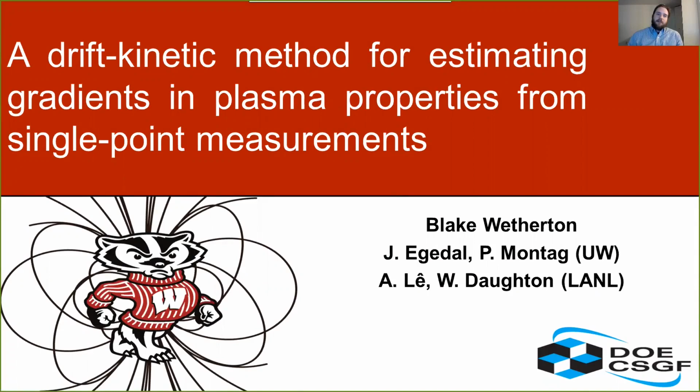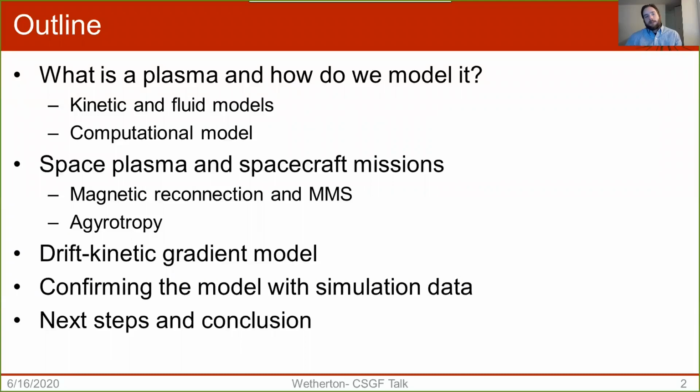Today, I'll talk about a drift-kinetic method for estimating gradients and plasma properties from single-point measurements. I'll start by talking about what a plasma is and how we model it. Then I will talk about space plasma and spacecraft missions. In particular, I'll focus on magnetic reconnection and the Magnetospheric Multiscale mission, which NASA launched in 2015 to study reconnection. Then I will talk about the drift-kinetic gradient model and show how we can confirm it with simulation data and what some of the next steps are for the method.